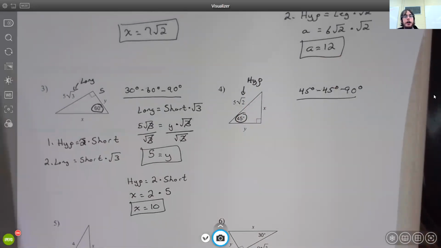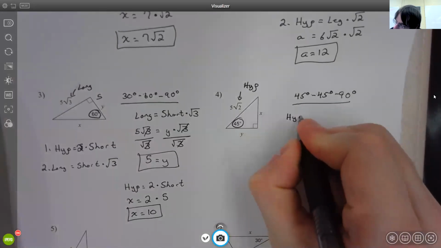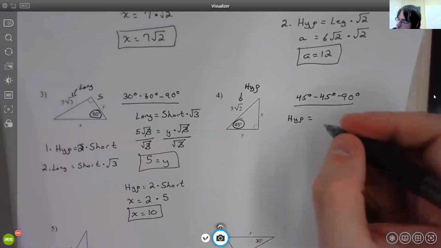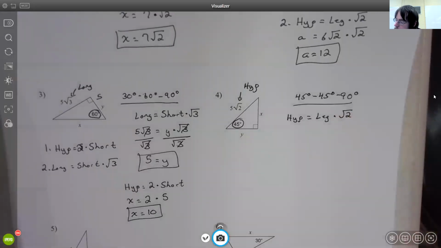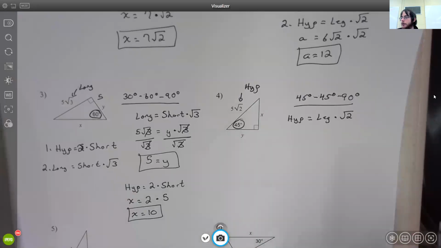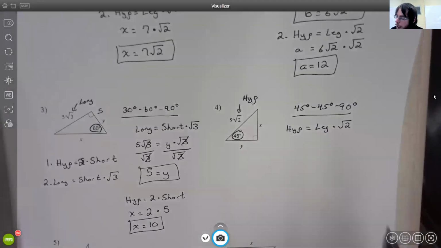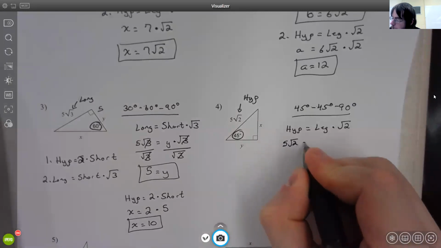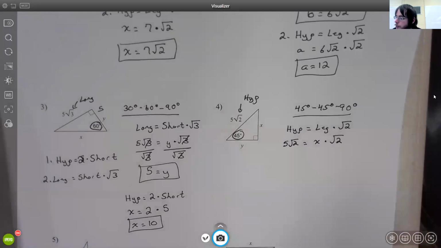So in order to determine the value of the leg, you need to use your 45, 45, 90 formula, which is hypotenuse equals the leg times √2. I'm going to find x. It's not going to matter in the long run, and I'll explain why in just a minute. I do apologize for the light. So your hypotenuse is 5√2. Your leg is x times √2.